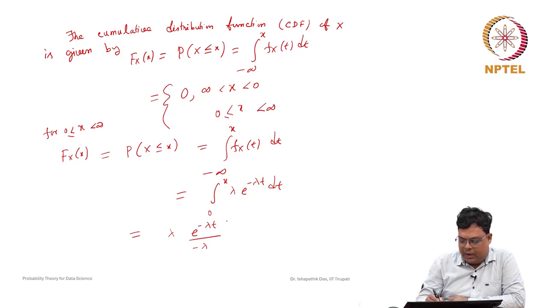Then the lambda cancels here, and the minus sign remains. So, evaluating at x, it is e to the power of minus lambda x, and at 0 it is e to the power of minus 0, which is 1. So, it will be 1 minus e to the power of minus lambda x.